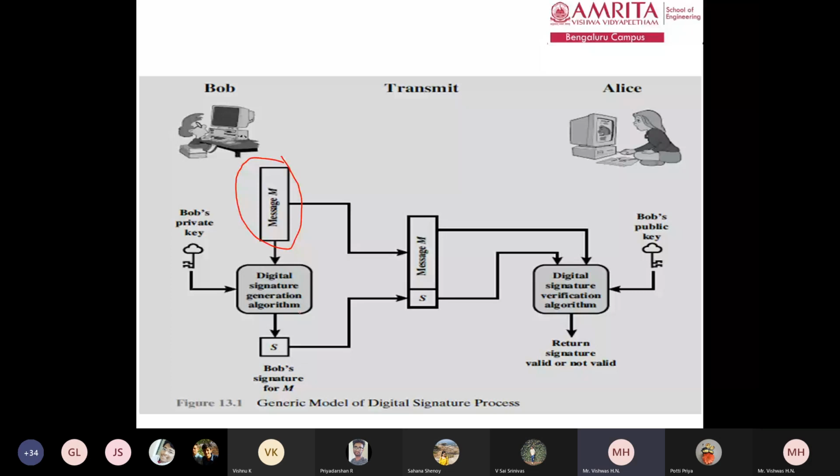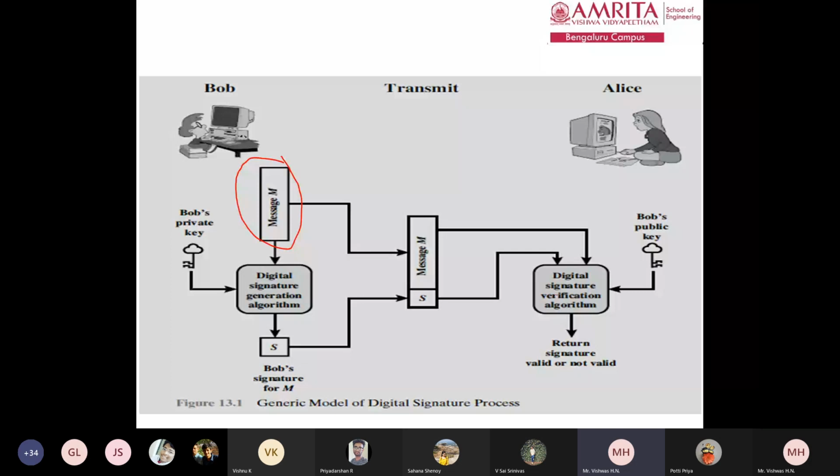There is a digital signature generation algorithm. You give the message and private key as input and create the digital signature. You append that to the message and send it. The message is received and fed into the digital signature verification algorithm along with the signature. Alice will decrypt it using Bob's public key. So basically you are proving the authentication.